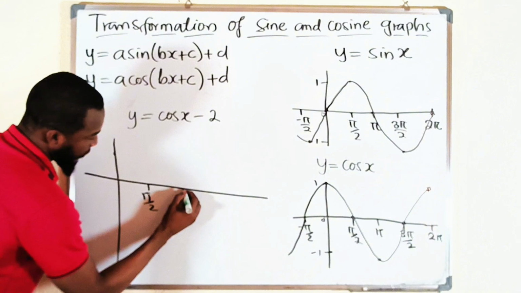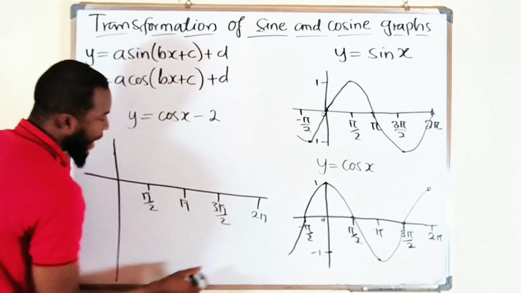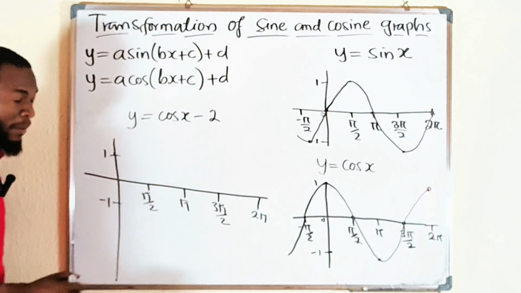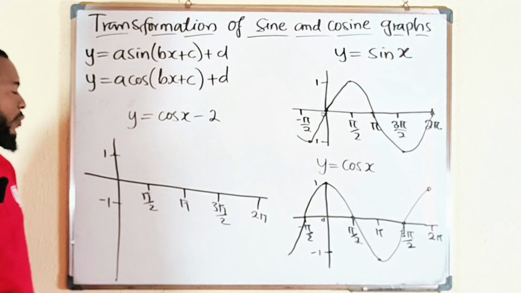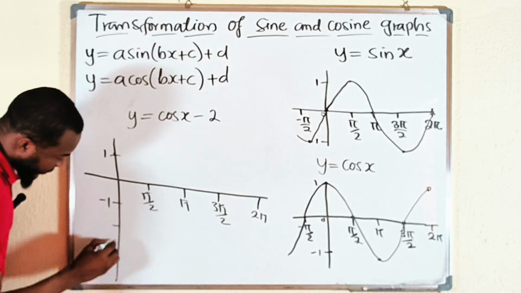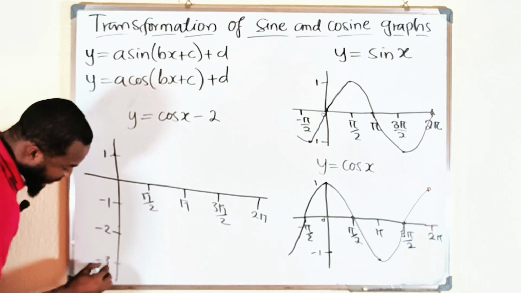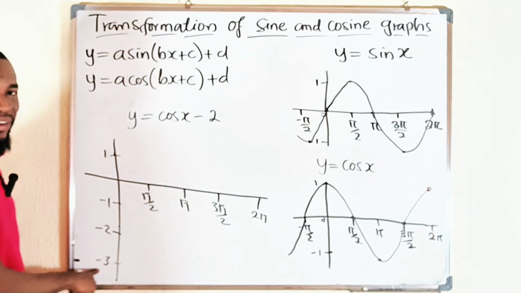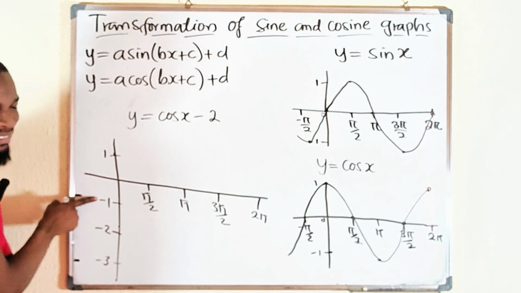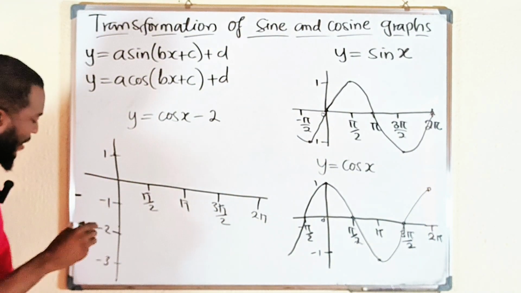Pi over 2, pi, 3 pi over 2, then 2 pi. We used to have our amplitude from -1 to 1, but this time around, every single point will be shifted 2 units down. All right. 1, 1, 2. This is -2. This is -3. It means that our minimum will be at what? -3. Then this one, 1, 2. Our maximum will be what? At -1. Remember, I told you always this number should be your imaginary x-axis.